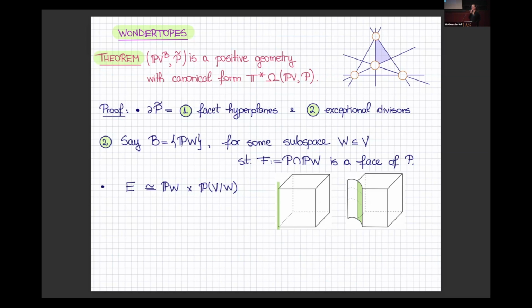So if I take a cube in 3-space and I blow it up along a line P1 supporting an edge of the cube, then the exceptional divisor in that case looks like a P1 cross a P1. And this exceptional divisor intersects my Wondertope in the original face F times a second polytope P^W, which I'm using to denote the image of P under the quotient V to V/W. We call this second factor the normal face of P relative to W. So in this case, the intersection is this green shaded area, where you can see that it's my original face, my original edge of the cube, times a segment on the transversal factor.